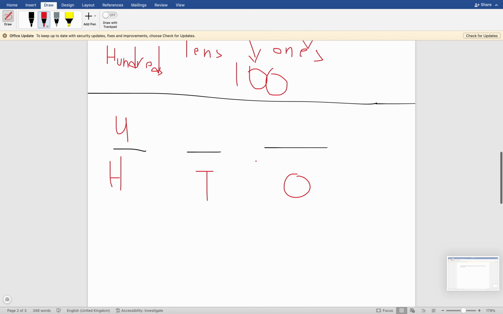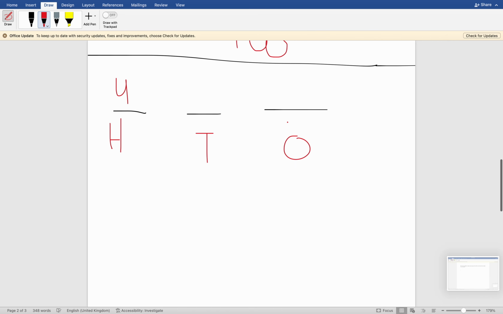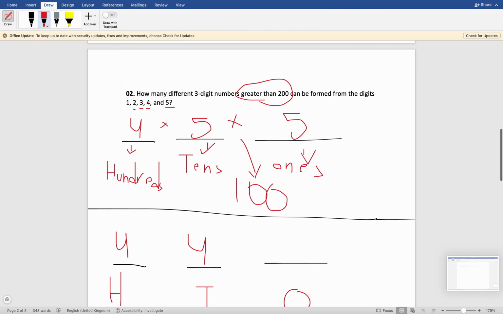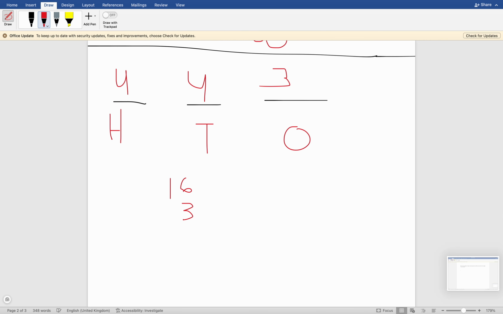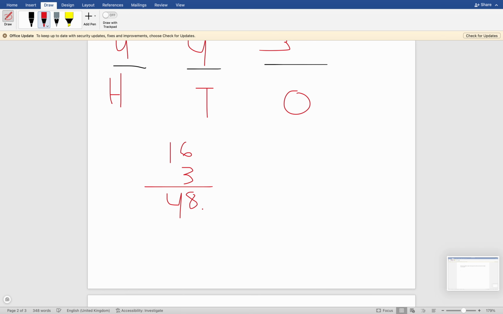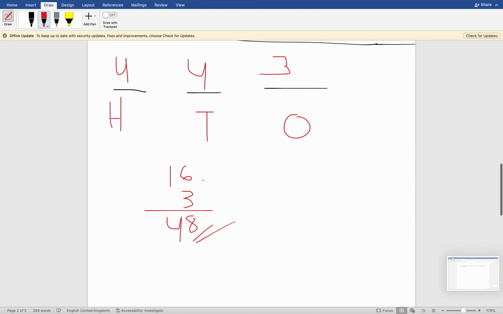Let's say we pick the number 1 here. Now 1 is gone too, and we only have four choices. For the ones slot, we burned 3 and 1, so for this last spot we're down to three choices left, specifically the numbers 2, 4, and 5. So that's 4 times 4, which is 16, and 16 times 3 is 48. So the last result is 48.